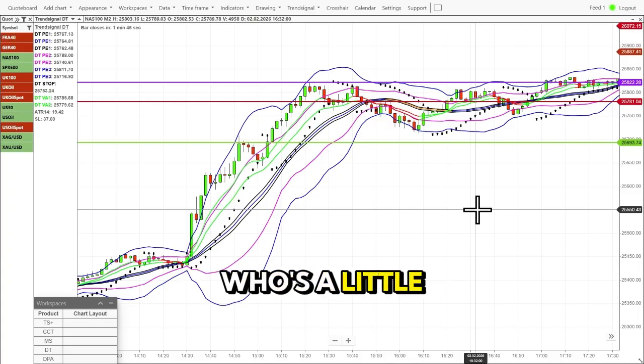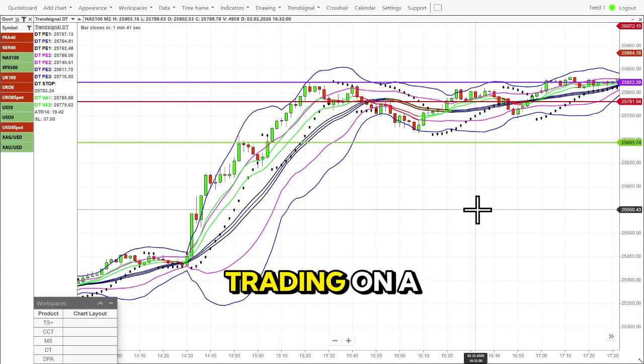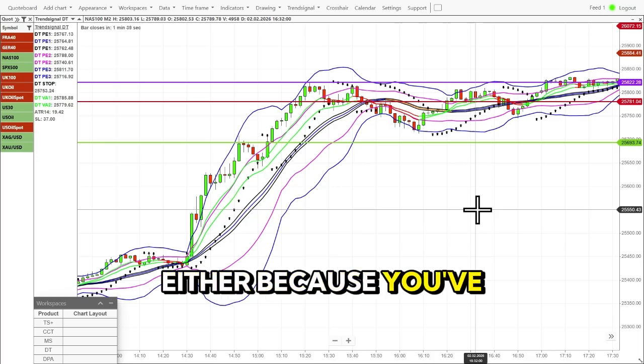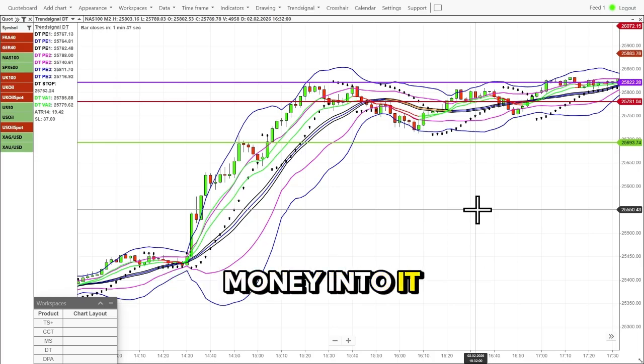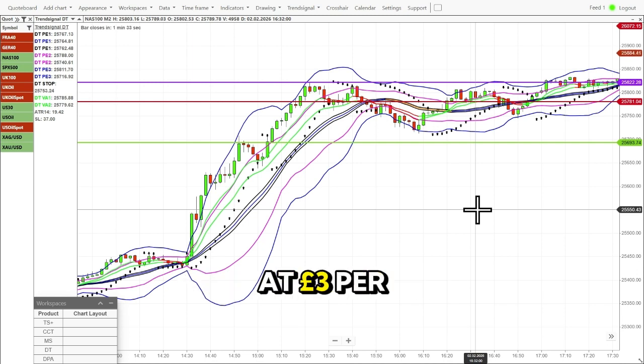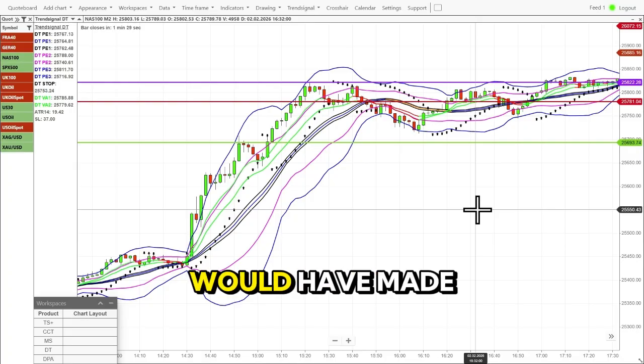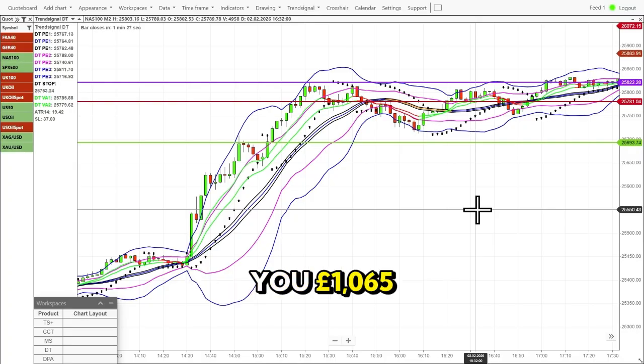If you're somebody who's a little bit more experienced, so you would have seen the continuation trade, you're probably also trading on a larger account, either because you've seen success and put more money into it, or you're just leaving your trades in there to compound up over time. If you're trading at £3 per pip, the best move that you could have made on these two trades would have made you £1,065. And we're only talking the best part of about an hour's worth of trading to see that opportunity.